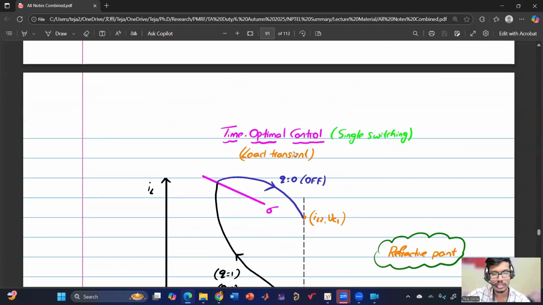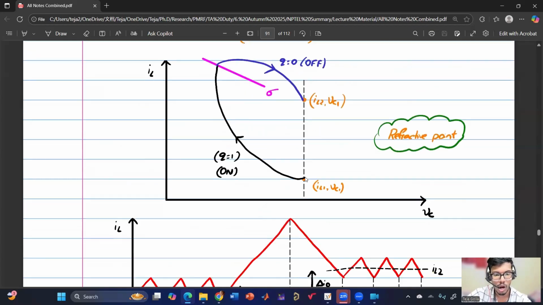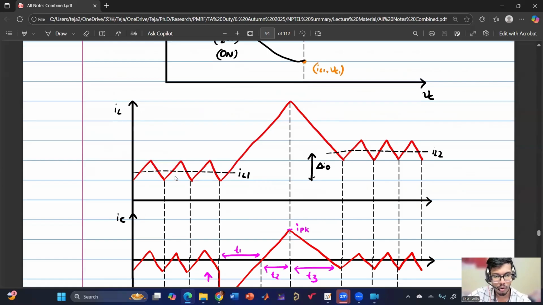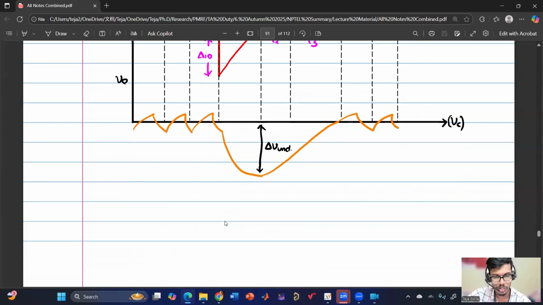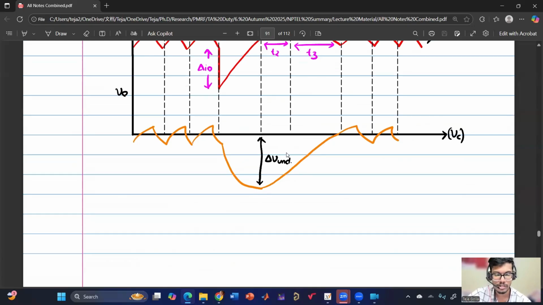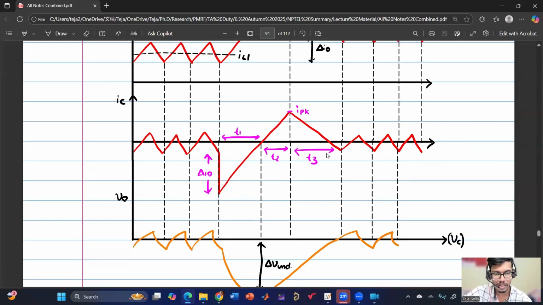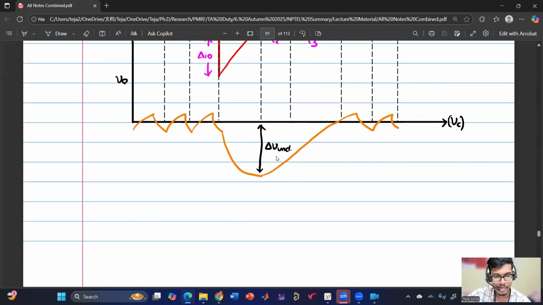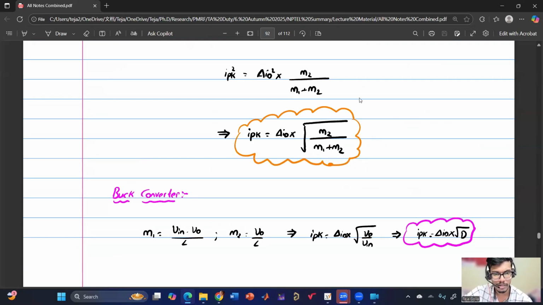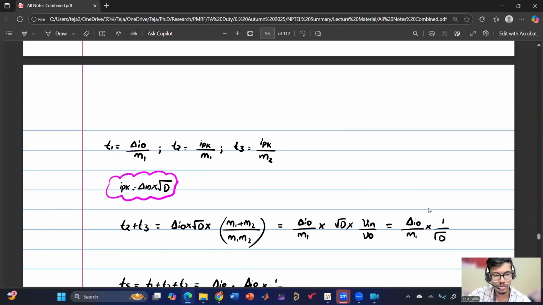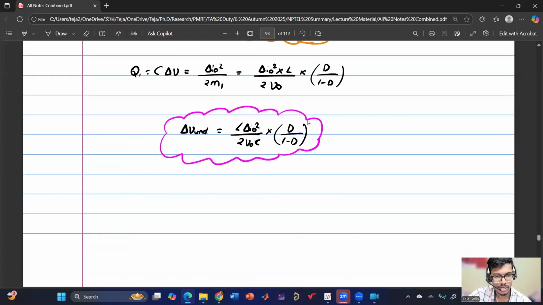And then we have also seen, in the case of time optimal control, how the trajectory will look and how we can correlate it with the inductor current, capacitor current, and output voltage waveforms. Using this, we can solve for the time and apply capacitor charge balance to get the details of the I peak and delta V undershoot. So we have done capacitor charge balance, and then we have gotten the I peak expression in terms of duty ratio as well as the V undershoot in terms of duty ratio.